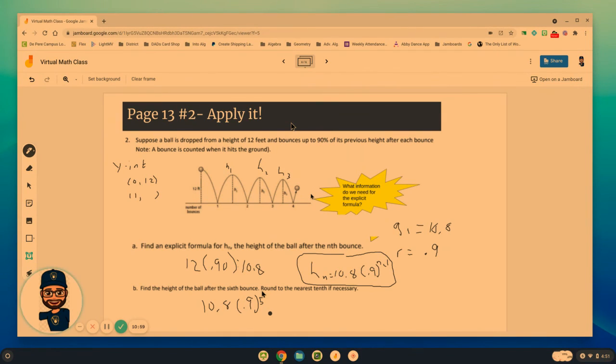I'm going to go back to my calculator here and take 0.9 to the 5th power, which is 0.59049. Multiply that by 10.8, and the height of the ball will be 6.3772. Let's read the directions. Round your answer to the nearest 10th. So that's this spot. The 7 is going to make it go up to 6.4, and my label should be feet. So the trickiest part with some of these applications in terms of story problems are making sure you understand where that first term is or where it happens.